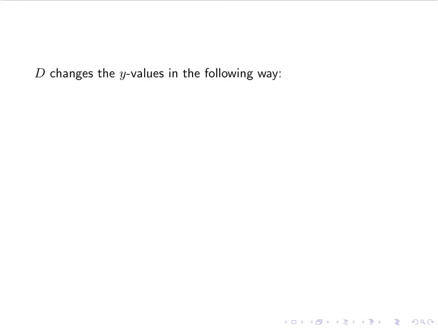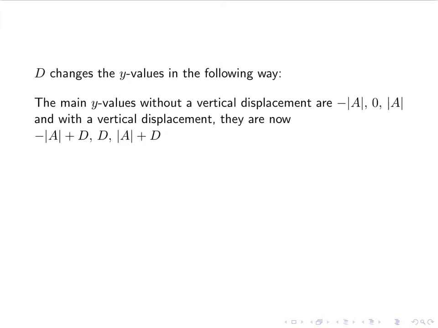So d changes the y values in the following way. The main y values without vertical displacement, remember, are negative the amplitude, 0 and the amplitude. But with a vertical displacement, we're going to add d to each of those values. So our minimum is going to be the negative absolute value of a plus d. Our 0 is going to be d. And our maximum is going to be the amplitude plus d. So we're just adding d to all of these values that we had before.